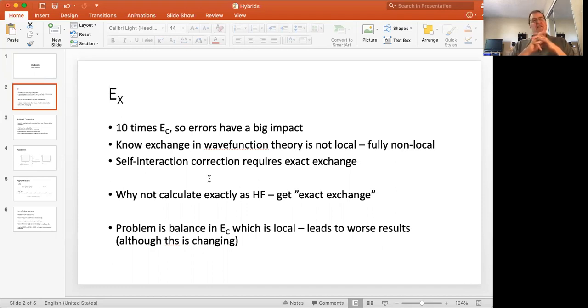But the problem is, you trade off another issue. The correlation functionals we have are all local. And now what you're doing is you have a fully non-local exchange piece and a local correlation piece, and they are unbalanced. In particular, what they can't get right is something like H2 dissociation, because you get exchange completely right, you get correlation largely wrong, and that turns out to be an error.